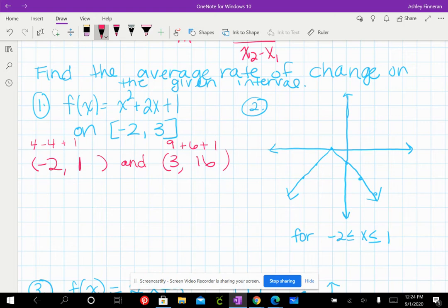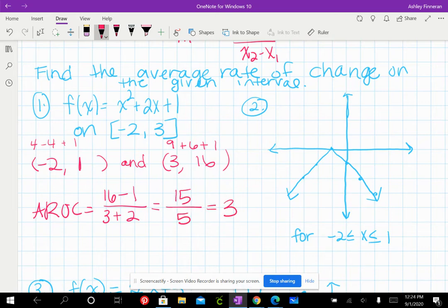Now I want to find the average rate of change for that interval, which means find the slope between those 2 points. So we will do y minus y over x minus x. Notice that minus the negative changes to plus. 16 minus 1 is 15. 3 plus 2 is 5. And we end up with 3. So if you have a function, you can plug in the x values, find the y values, and then compute the slope.